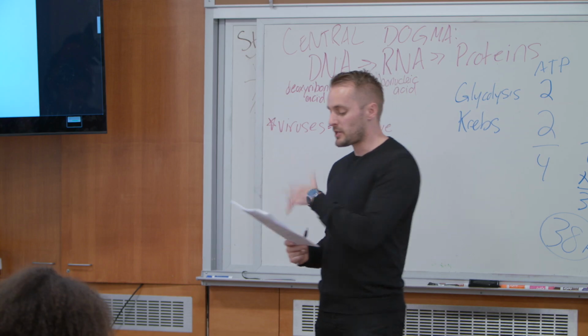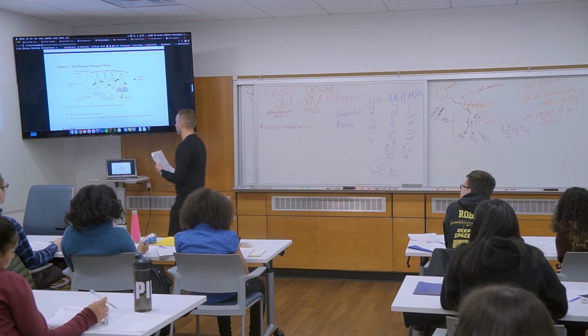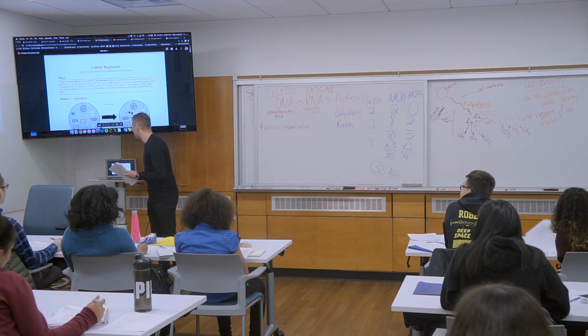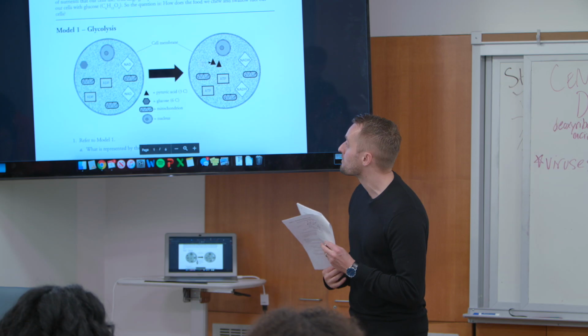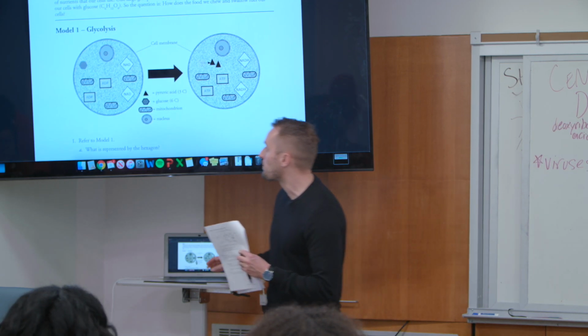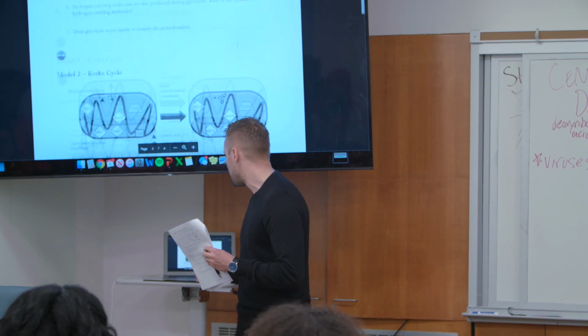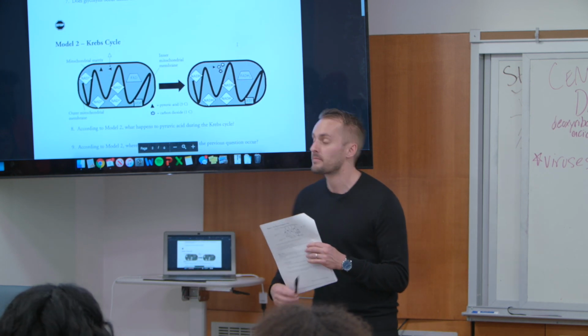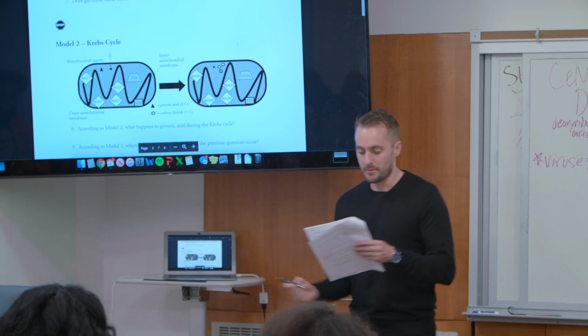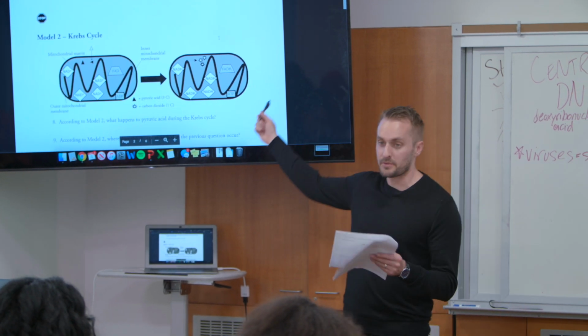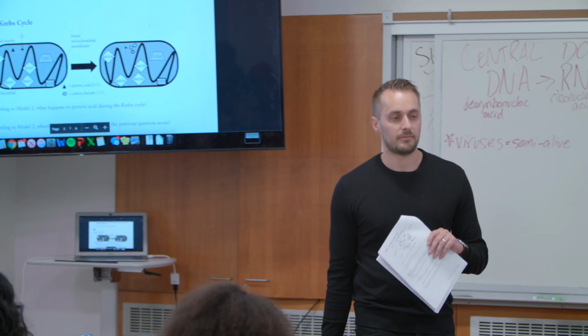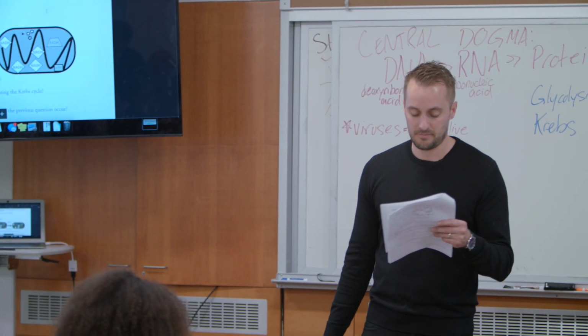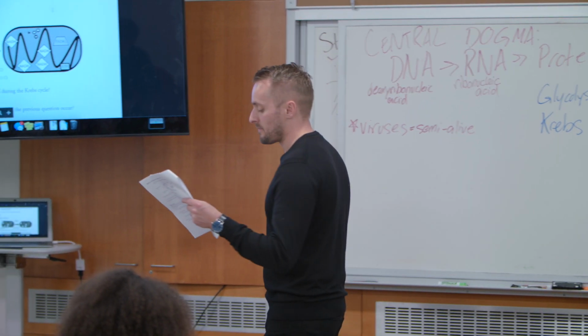And next, let's talk about carbon dioxide. Is carbon dioxide produced here? No, I don't see any carbon dioxide there. Is it produced here? Yep, that's right there. So it's produced in the Krebs cycle.